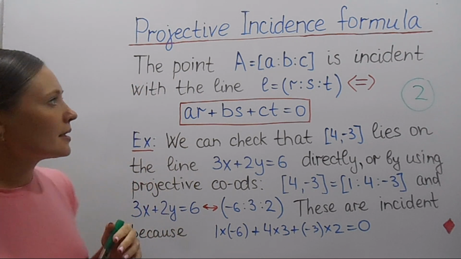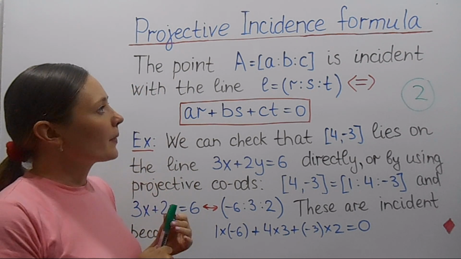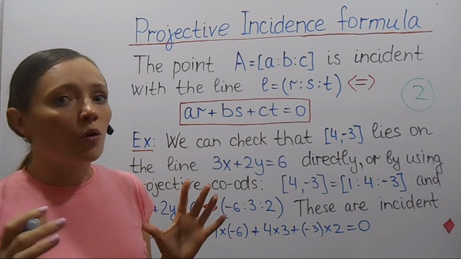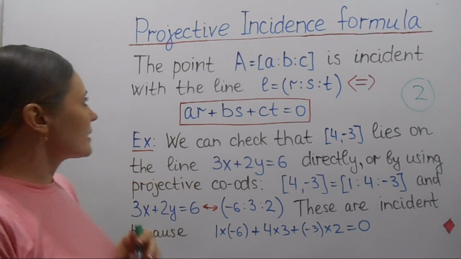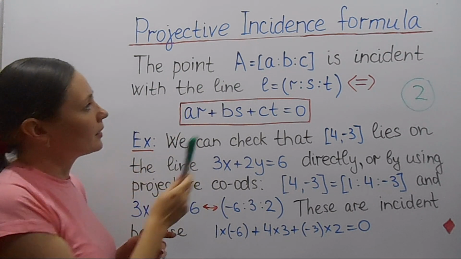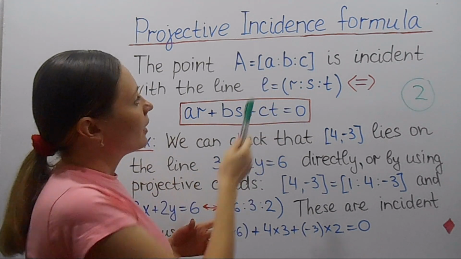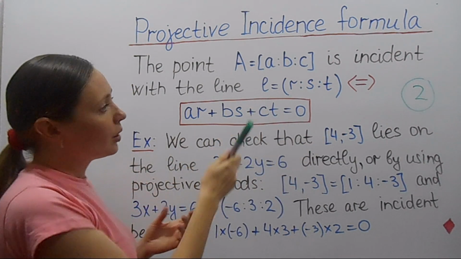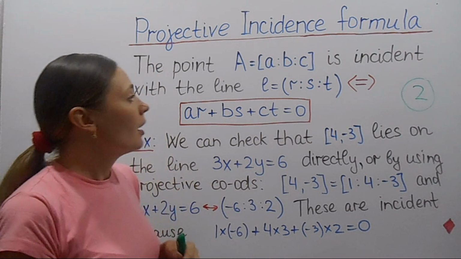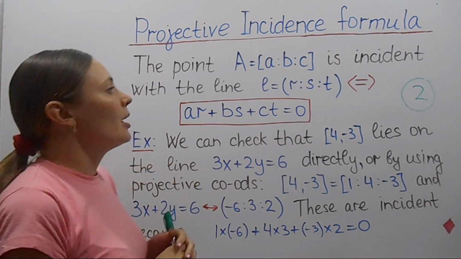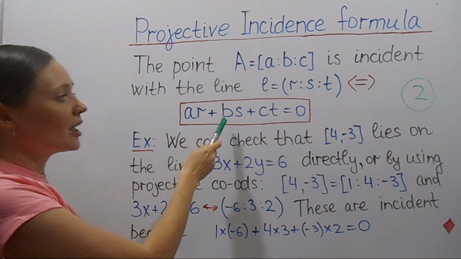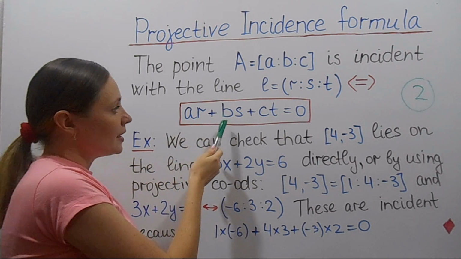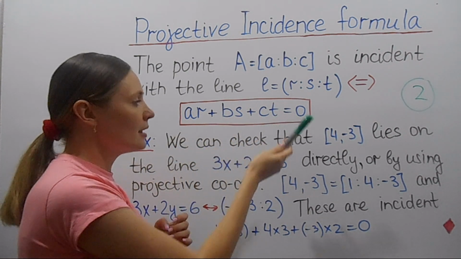Okay, so this is the way of thinking about the incidence relationship between points and lines in the language of projective coordinates. And the statement is that the point A to B to C, that's the projective form of the point, is incident with the line L, which is R to S to T, that's the projective form of the line, precisely when this relation is satisfied. That is A times R plus B times S plus C times T equals 0.